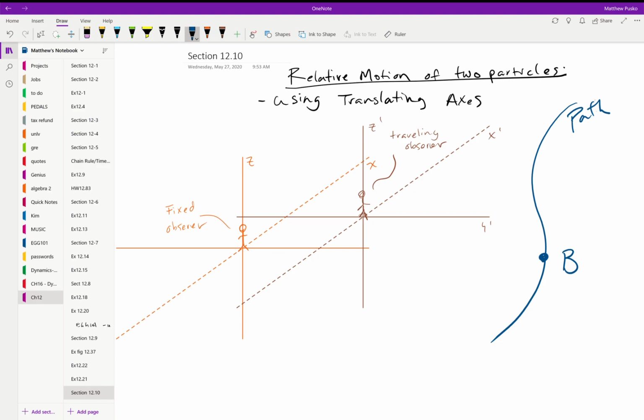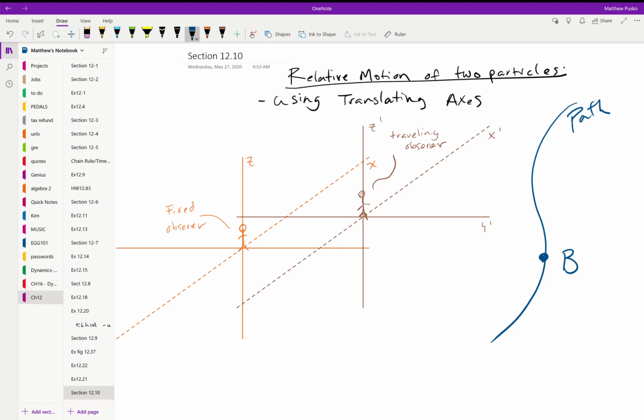Alright, let's talk about the last section in the chapter, relative motion of two particles, and this is using translating axes. So this might not make the most sense at first. I'm going to do my best. I'm going to go over how the book explains this first, and then I'm going to use a couple examples to try to reiterate the point, because you see this in everyday life without knowing it.